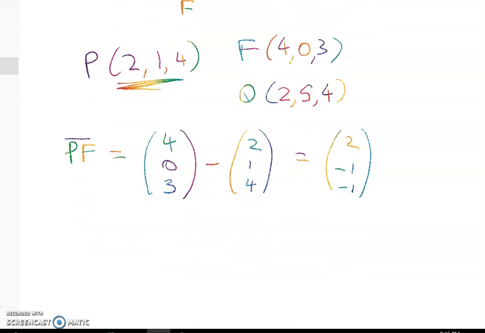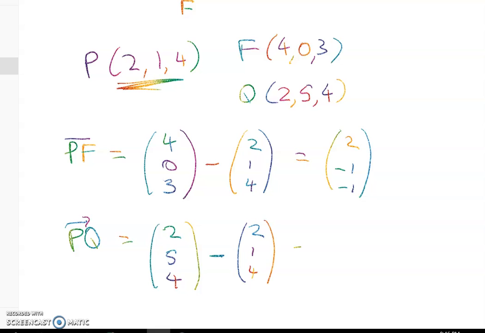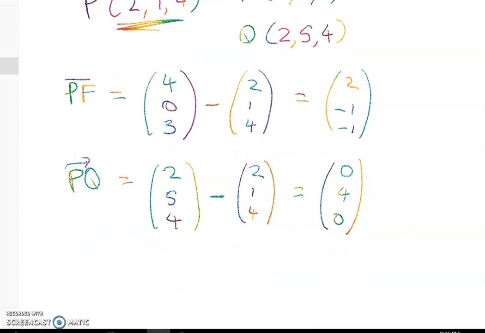Then we do the same thing, going from P out to Q. We end up at Q, so that goes first, and we started at P. So that gives me a direction vector of 0, 4, and 0. So we've done all that. I'm going to get the magnitudes, and then we're ready to go.